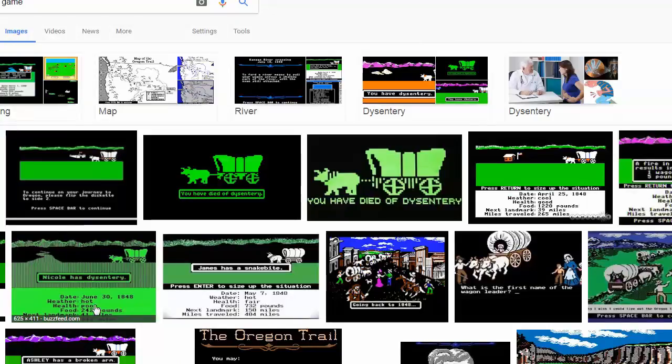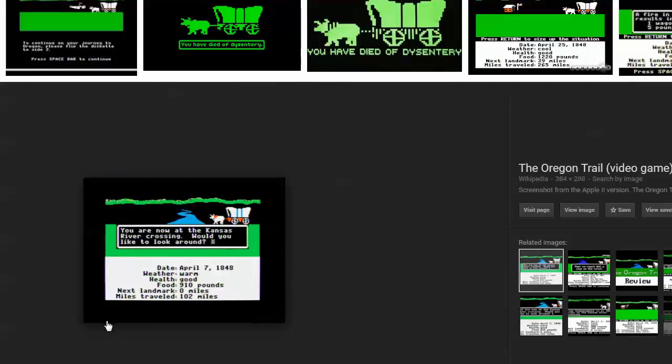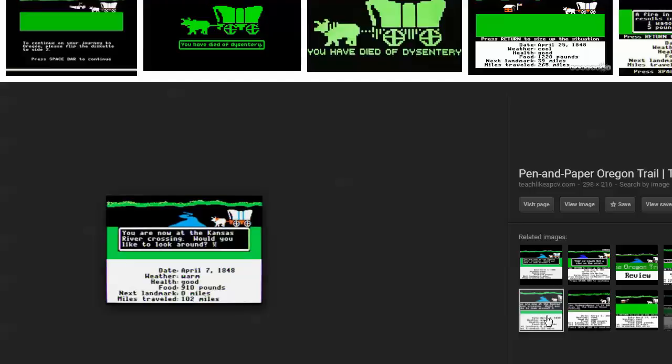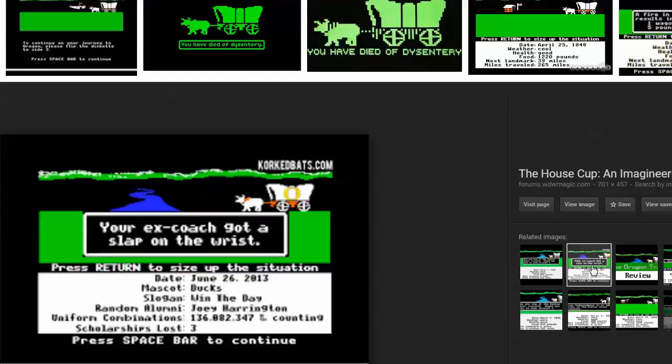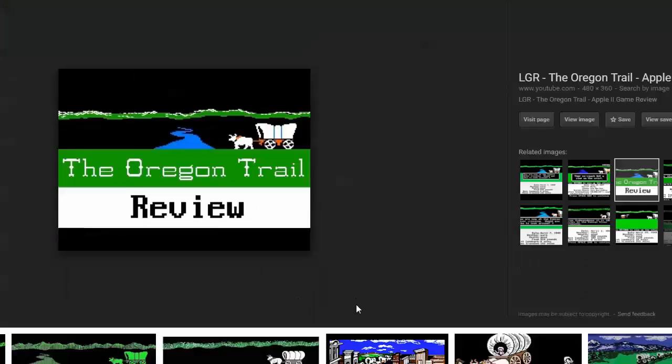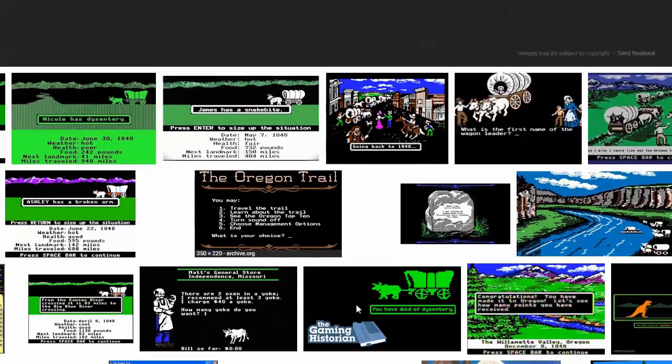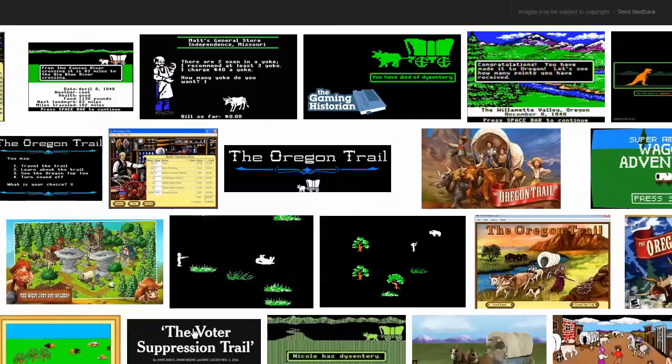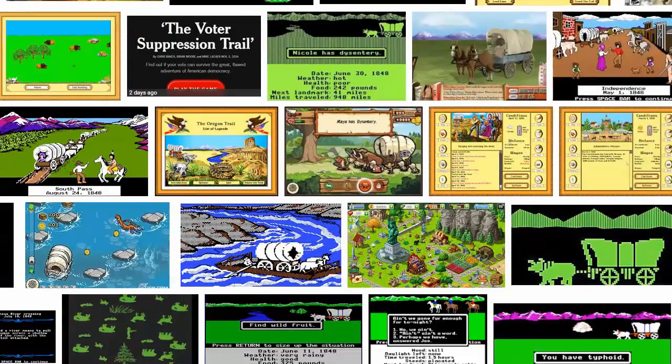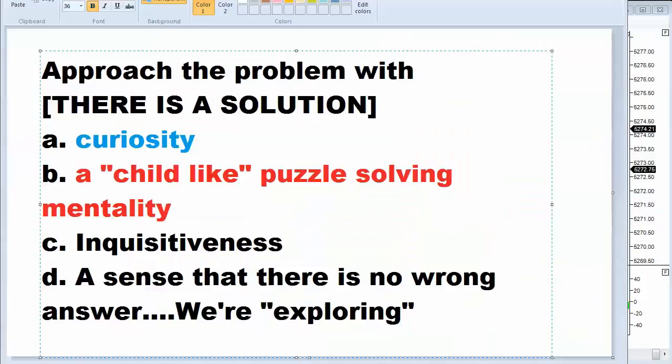And so it would leave you these little clues as you went. You are now at the Kansas River crossing. Would you like to look around? And so at every point in the game, which was, again, horribly basic, your ex-coach got us. See, these are all memes here. But as you went along, you got more and more information as you passed deeper and deeper into the game. You have to approach looking for time cycles that way.